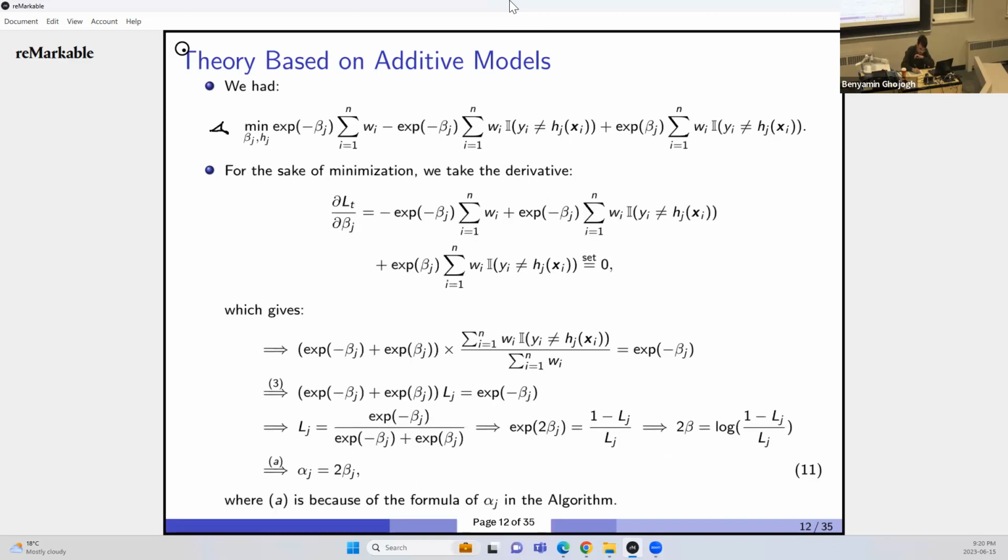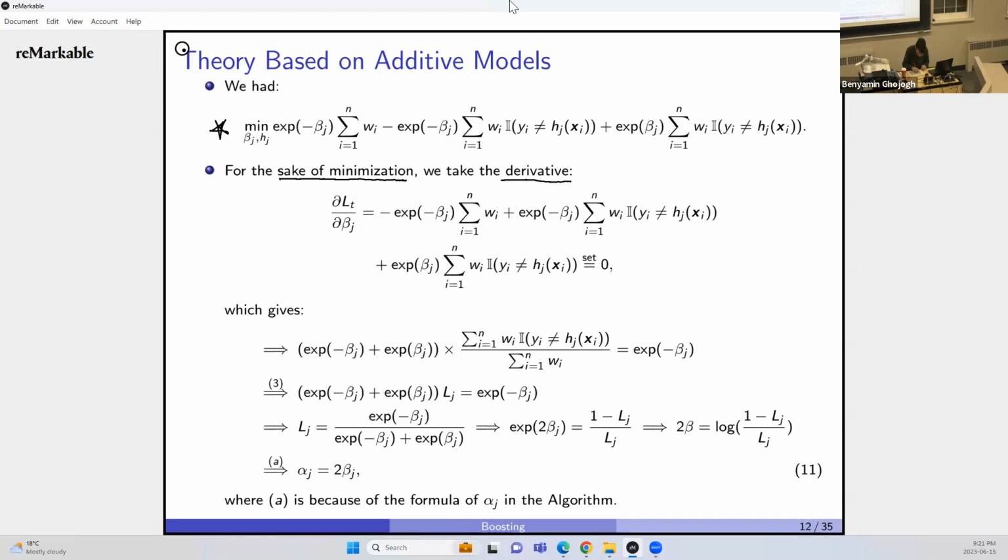So I'm repeating this, what we found here. Bear with me, and it will bloom. We had this. We found it. Then what happens? For the sake of minimization, we take the derivative and set it to 0. First order optimality condition. Take derivative, set it to 0.